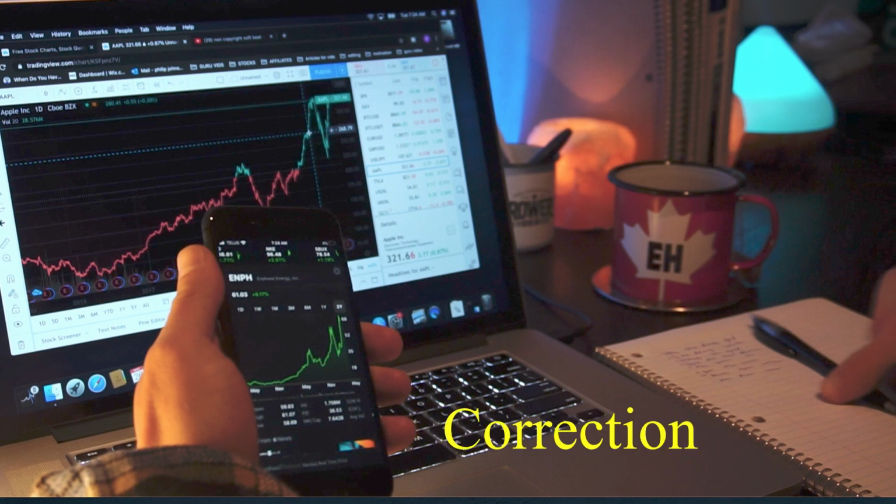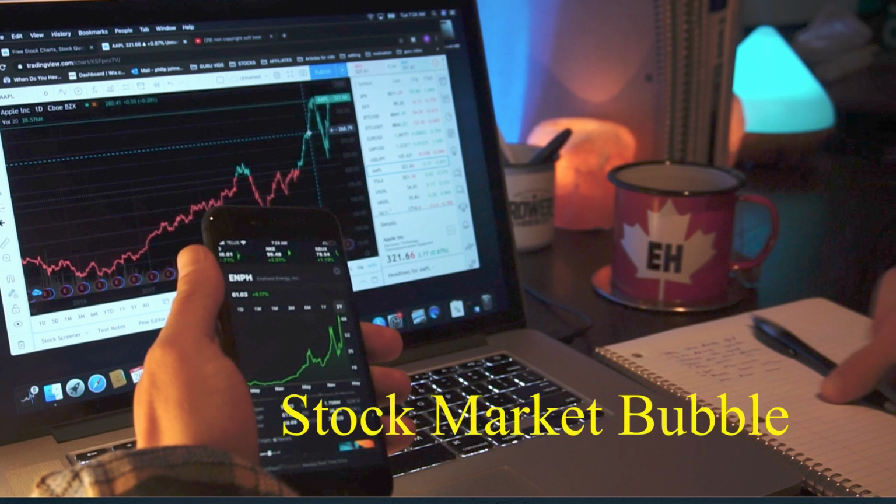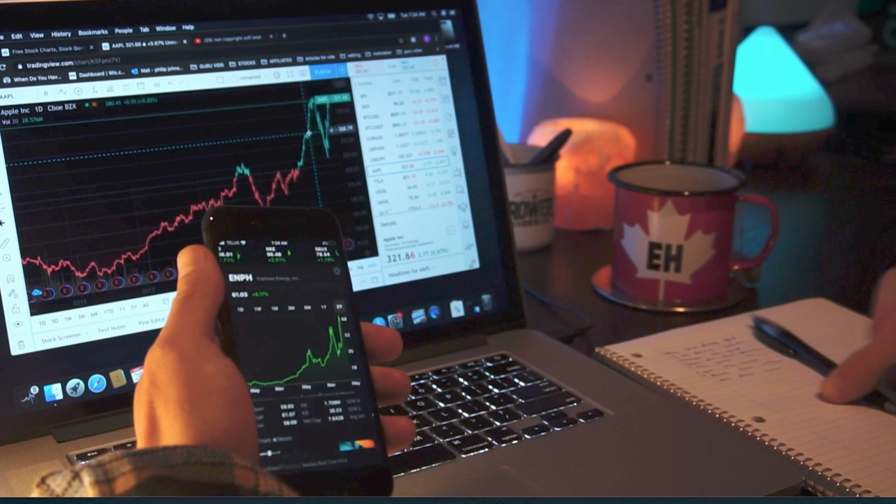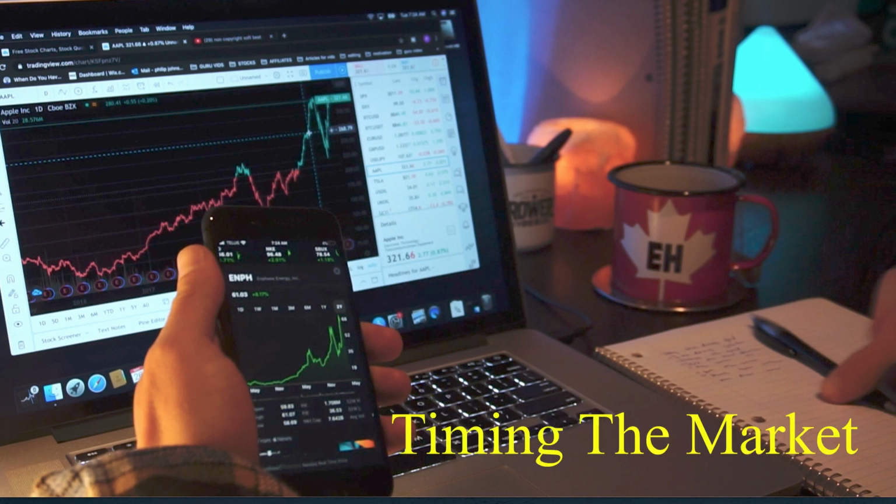A correction. This is usually a 10% drop in the market, and these things can happen around every 2 years. Stock market bubbles are when stocks keep becoming overvalued, essentially like inflating a bigger bubble. Timing the market. This means trying to predict if the market will go up or down in a specific time period. This can be very hard to do.